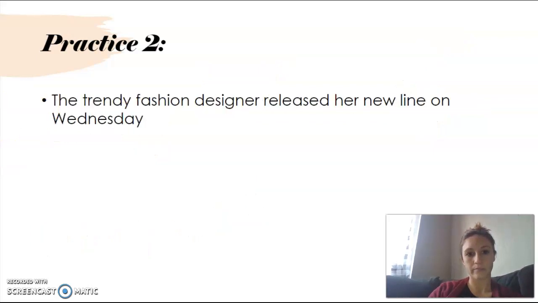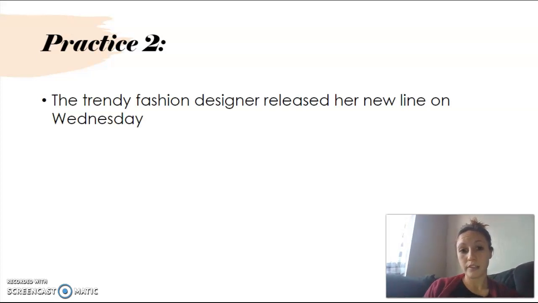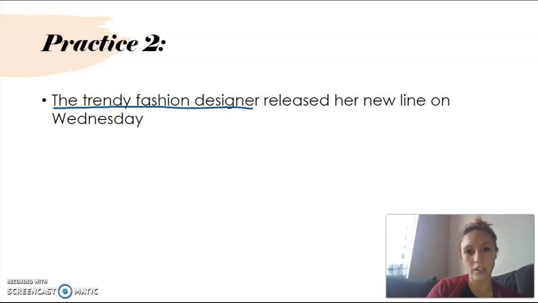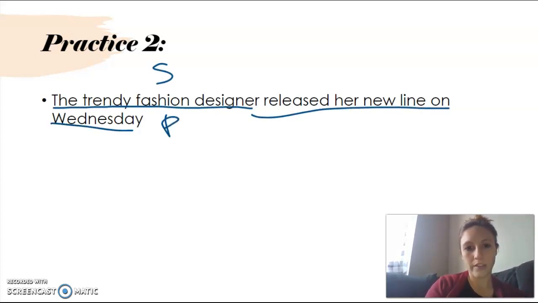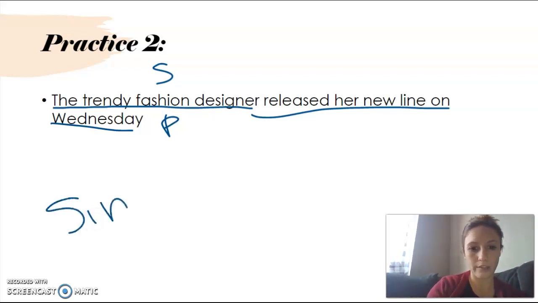Let's try the next one. The trendy fashion designer released her new line on Wednesday. Okay, so right now I see this sentence is a little bit shorter and it does not have any conjunctions in it. Therefore, I have the trendy fashion designer as my subject. Released a new fashion line on Wednesday. That's my predicate. I only have one subject, one predicate, so that is going to be a simple sentence.